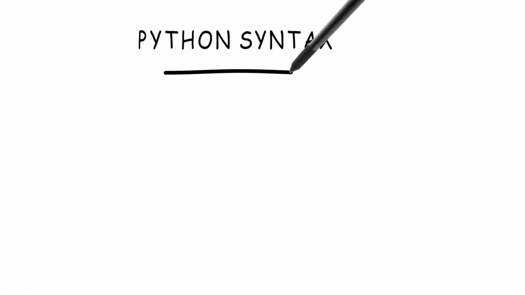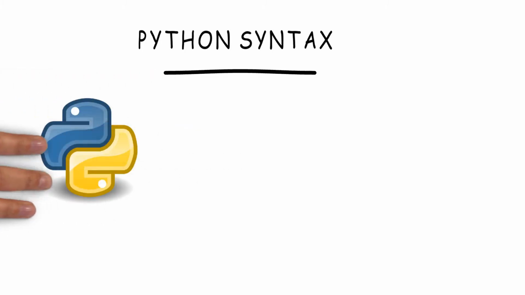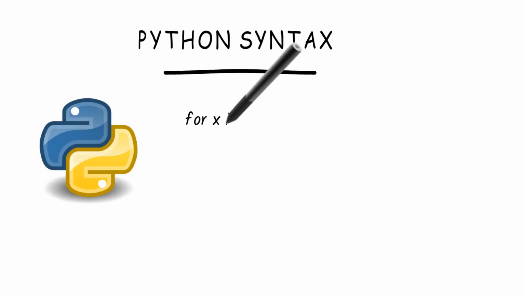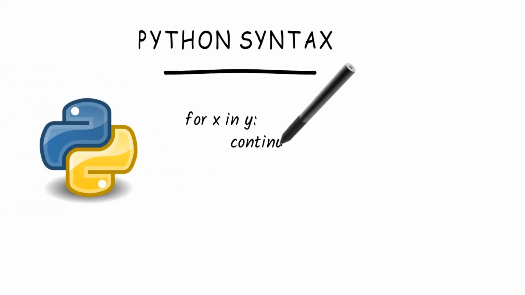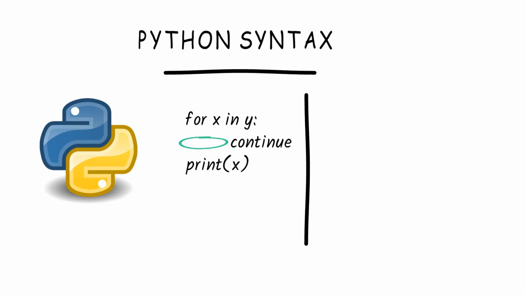Now, we'll get a closer look at the syntax of the Python language and what makes it a joy to work with. Firstly, it's worth noting that Python uses indentation to indicate a block of code. If the indentation is skipped, an error would be thrown during program execution.